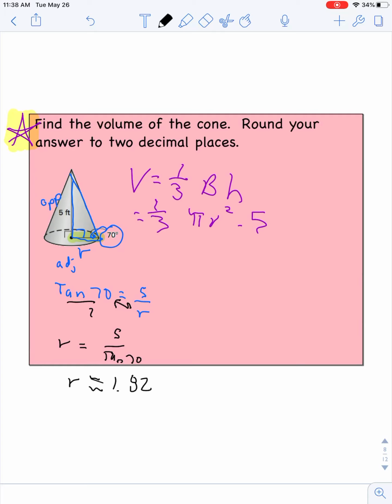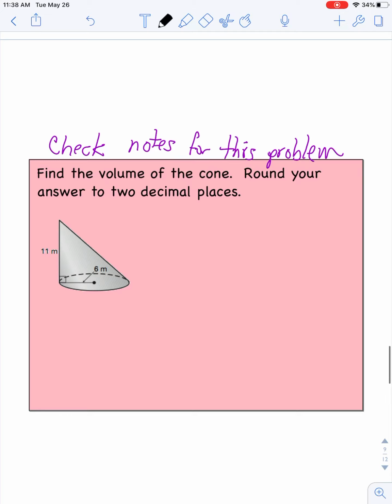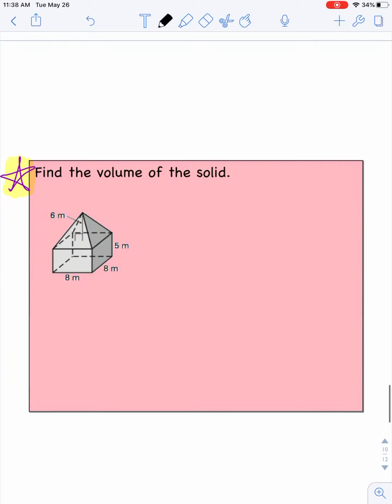So now I can put that in for radius: 1.82 squared times 5 times pi, and then times 1/3. And when you multiply all those together, you get approximately 17.34 feet cubed. All right, here's one you can try and then check back for the answer.